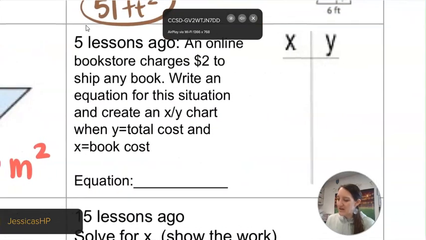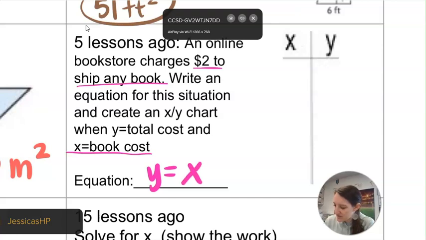Cool. An online bookstore charges $2 to ship any book. Write an equation for this situation. Create an XY chart where Y equals the total cost and X equals the book cost. Okay, so the equation is going to be Y equals X stands for the books, and the bookstore charges $2 to ship any book. Okay, so here's the book. And then I'm going to add $2 to ship it. Does that make sense?